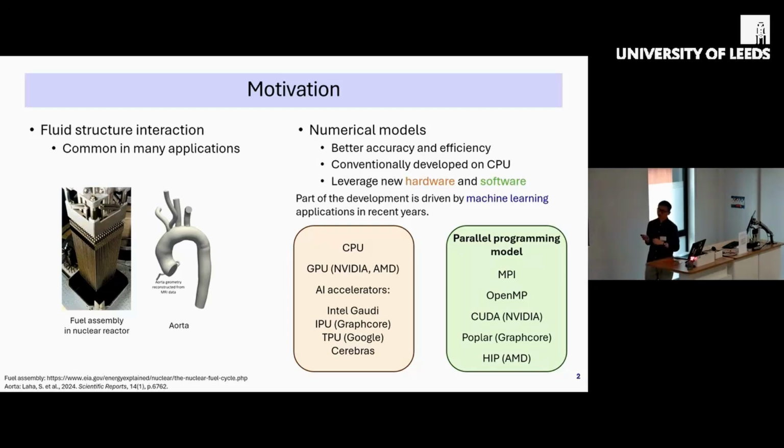And for programming models, we have the conventional MPI and OpenMP models. And also for these new hardwares, we have proprietary programming models for the parallel hardware, such as CUDA, Poplar, and HIP. They are by different manufacturers.